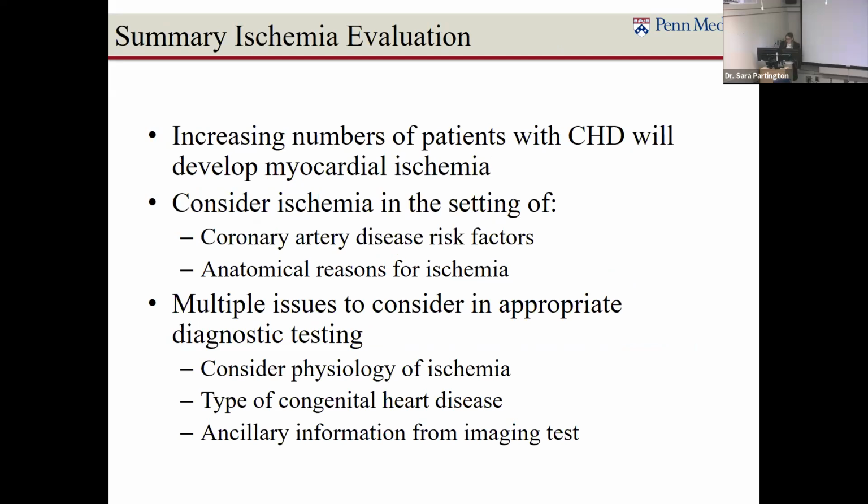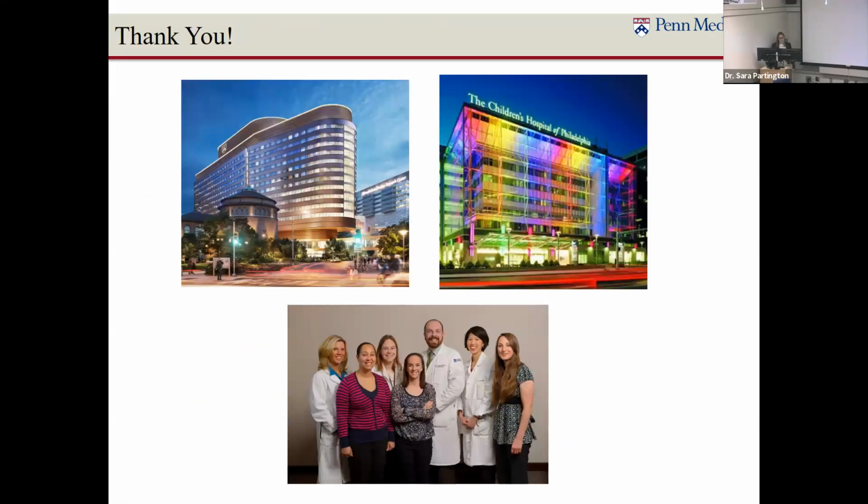So in summary, I think we're going to be seeing increasing numbers of adults with congenital heart disease developing ischemia. I would consider ischemia in the setting of coronary artery disease risk factors or anatomic reasons for ischemia. And there are multiple issues to consider in appropriate diagnostic testing. So considering the physiology of ischemia, the type of congenital heart disease, and ancillary information from the imaging test. And with that, I thank you very much for your attention and happy to entertain any questions.